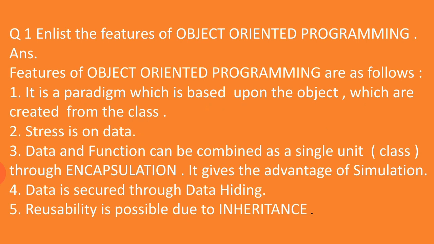So features of object-oriented programming are as follows. The first, it is a paradigm. I've used this word paradigm. Paradigm means model of something, right? A model of school, a model of a building, so that is called a paradigm. So it is a paradigm which is based upon the objects which are created from the class. Means objects are created from the class.